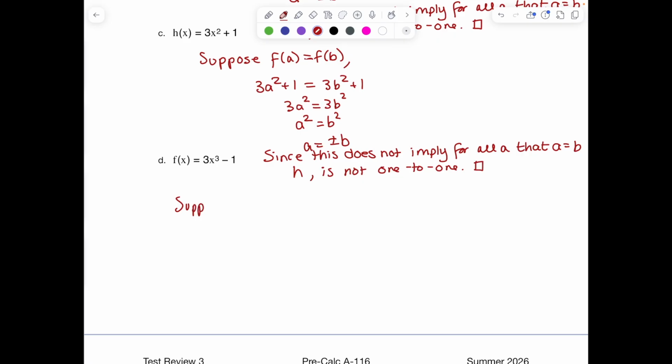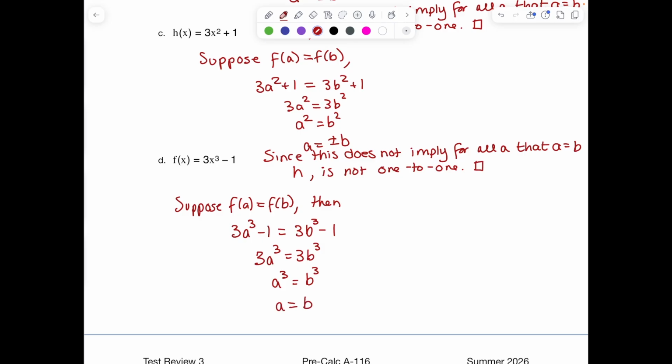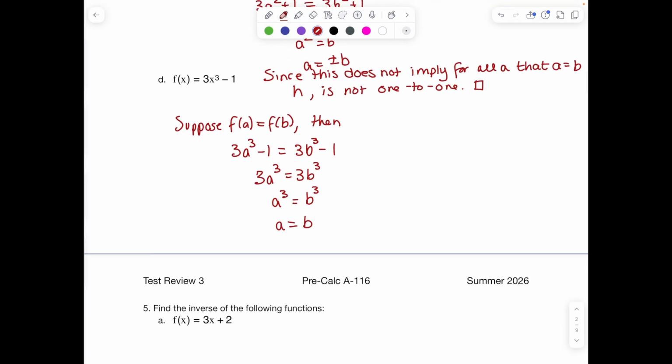So suppose f of a equals f of b. Then 3a to the third minus 1 equals 3b to the third minus 1. 3a to the third equals 3b to the third. A to the third equals b to the third. A equals b. This one is different because when you take the cube root, you don't have to do plus or minus. So, thus, meaning f is 1 to 1.